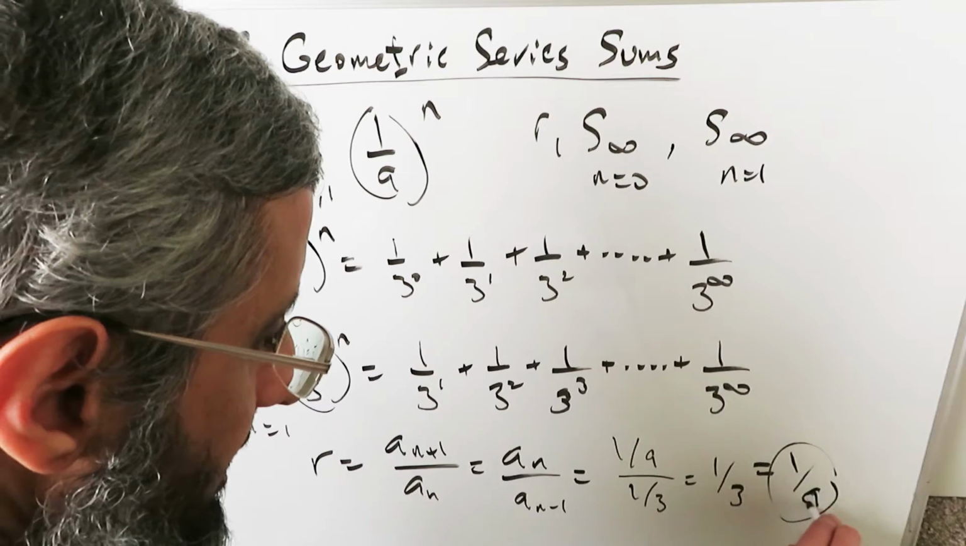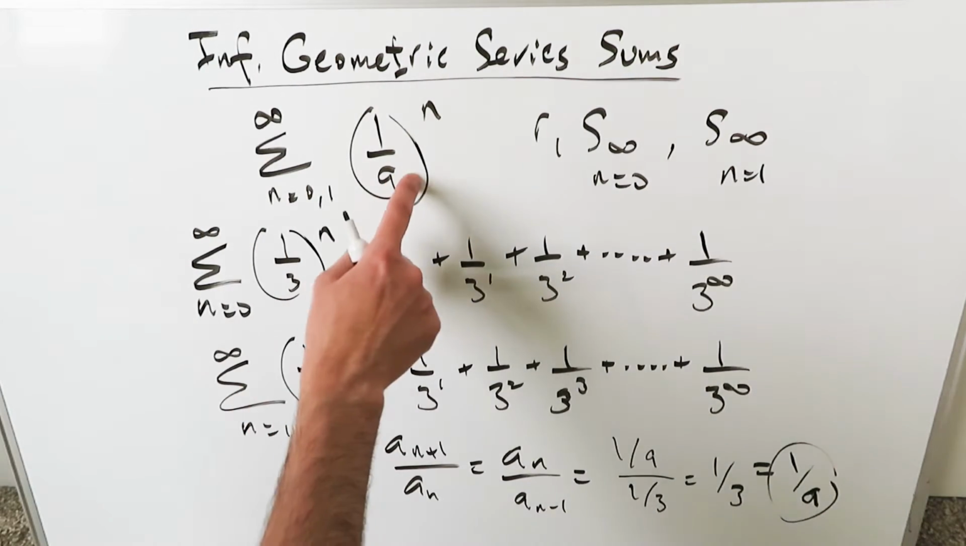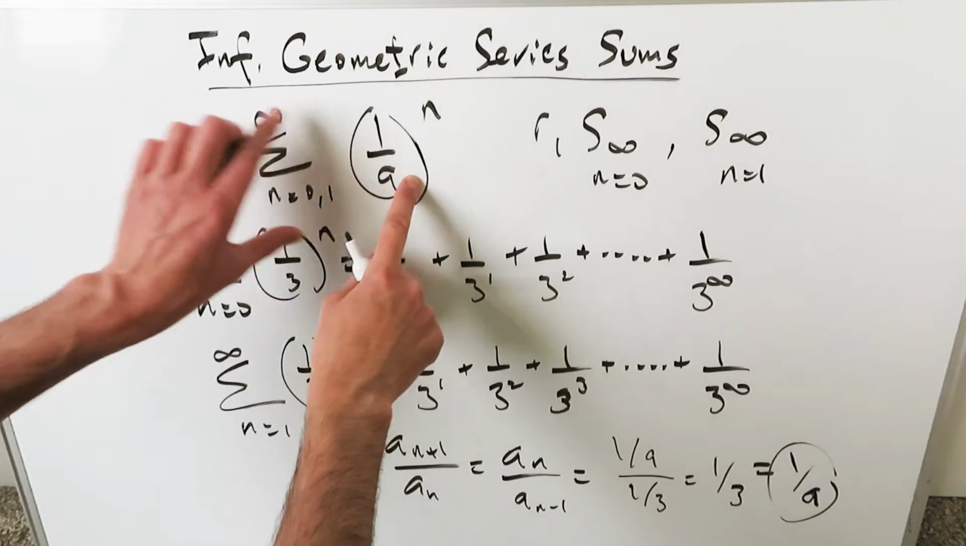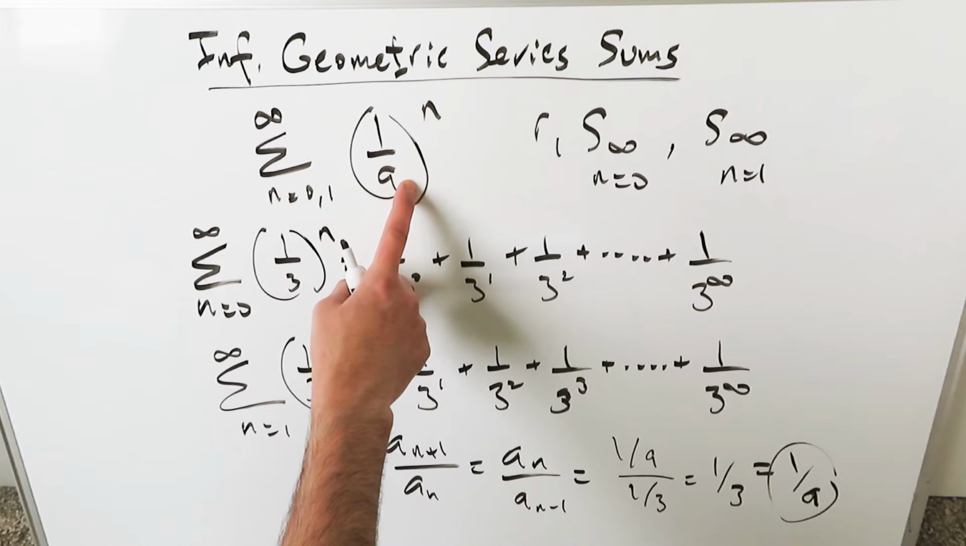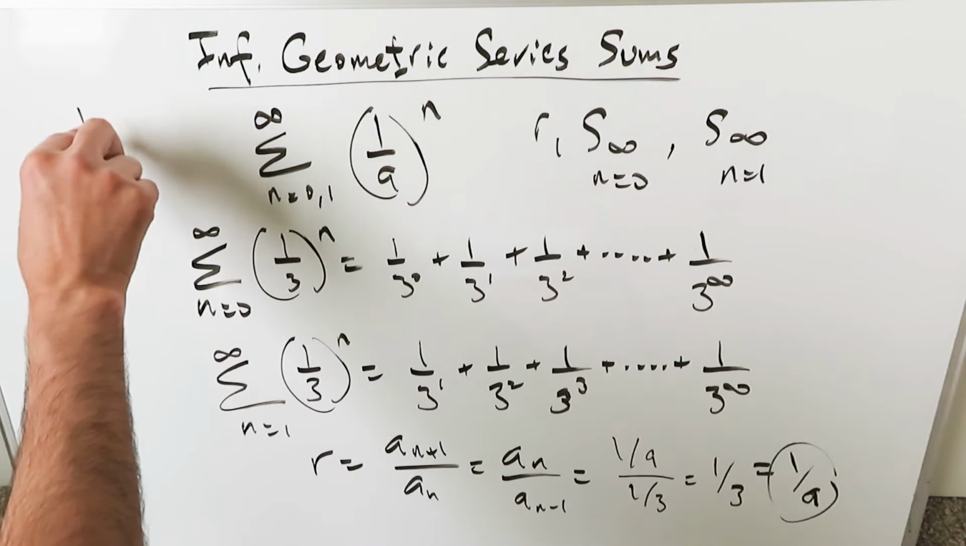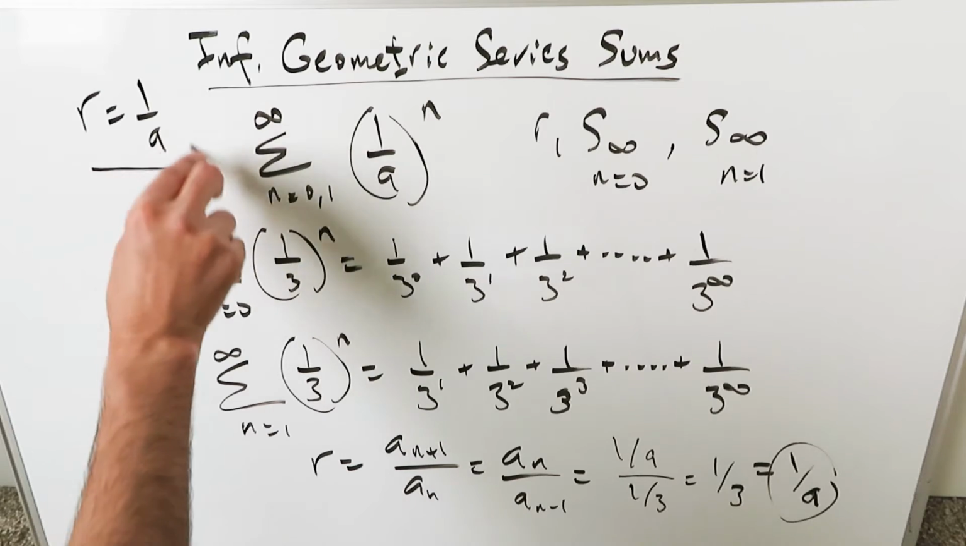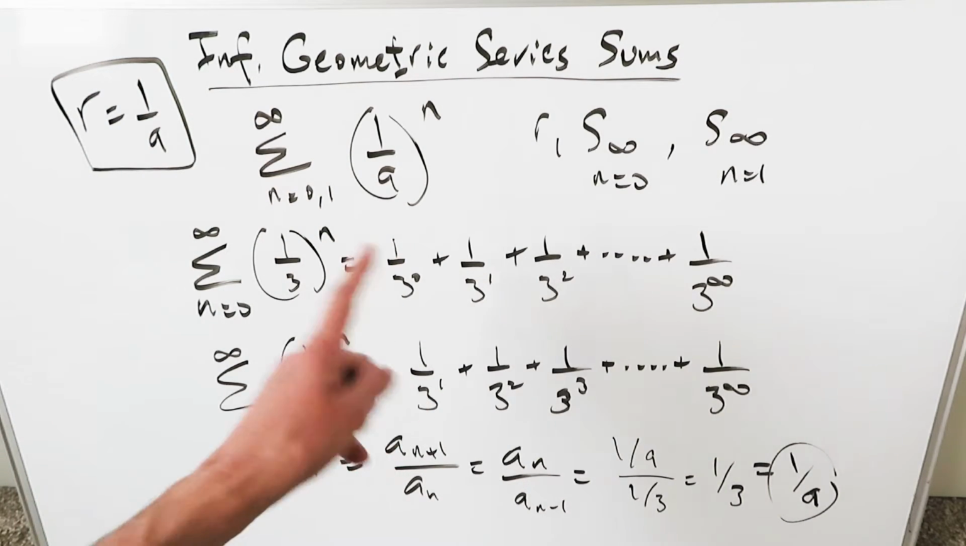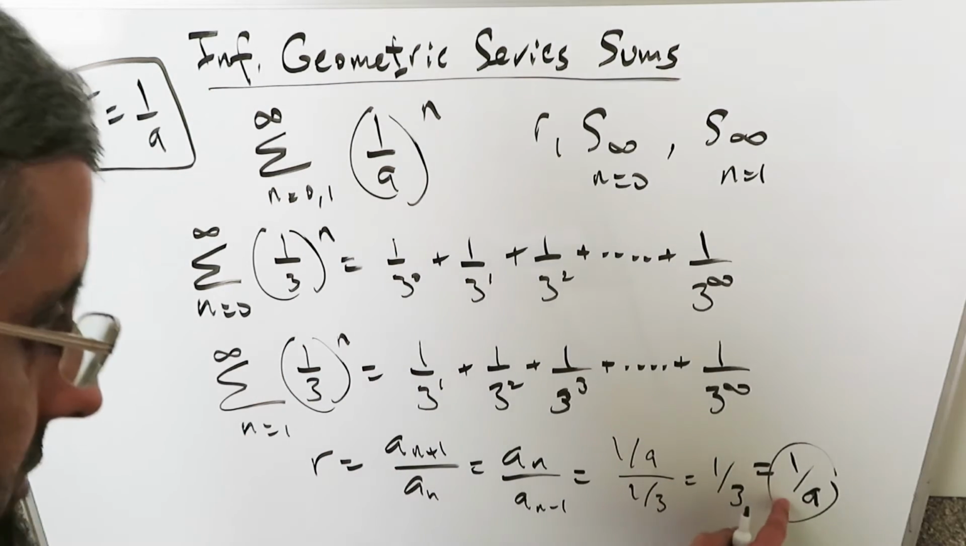What's your first shortcut? Your first shortcut is this: what you see right here in the parentheses, absent of everything else, for an infinite geometric series is your common ratio. Your common ratio is exactly equal to what you see in your parentheses, bound by everything else. That's what you have to understand.